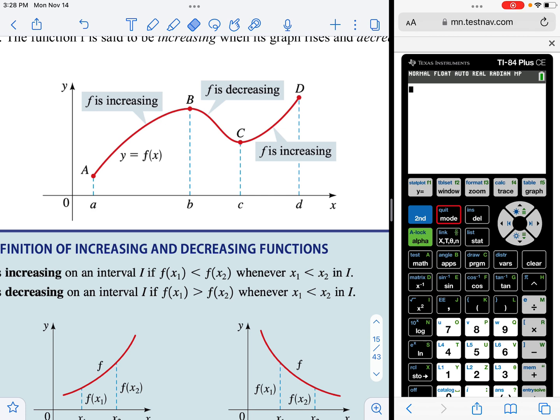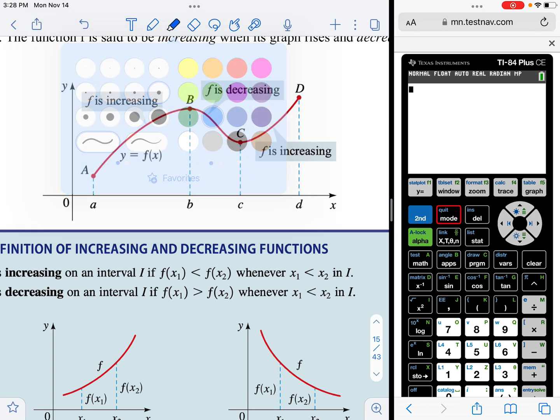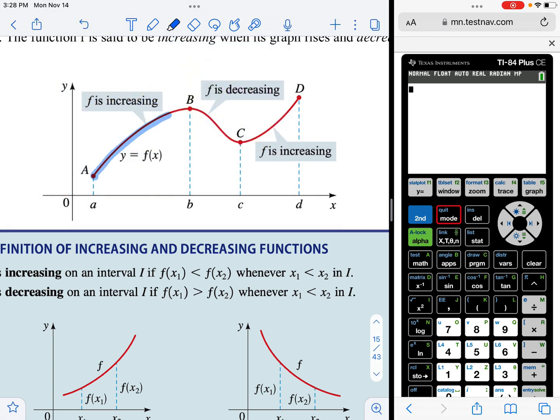So you can see these three different intervals, and if we just look at the very first one from A to B, as we travel from A to B, the function f is getting larger, or it's increasing. So it's going upward as we move left to right, versus the region from B to C. The function is decreasing from B to C as we read left to right.